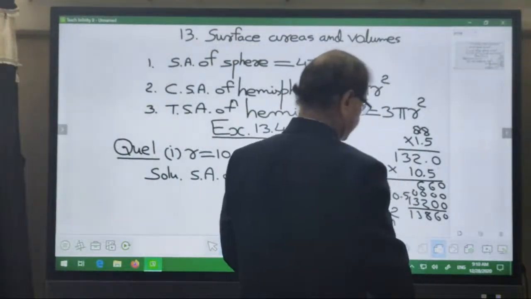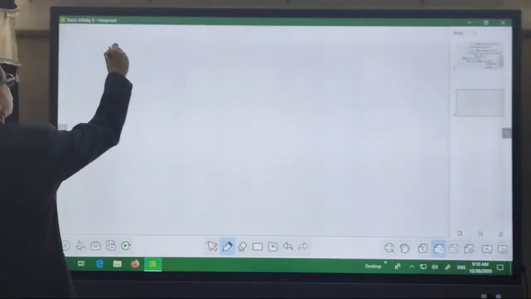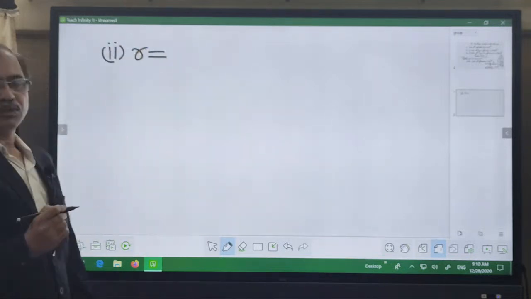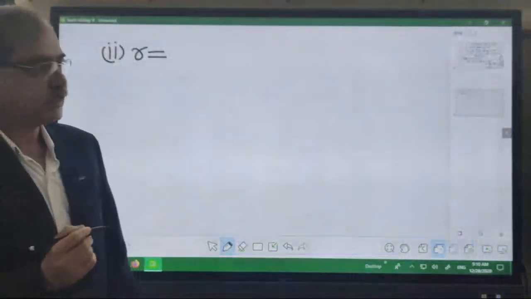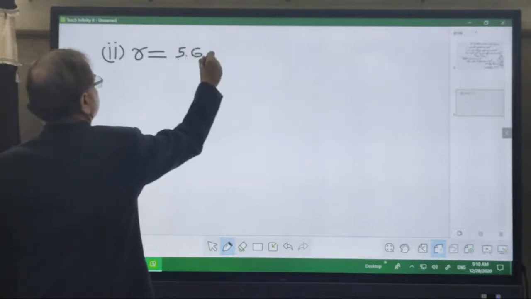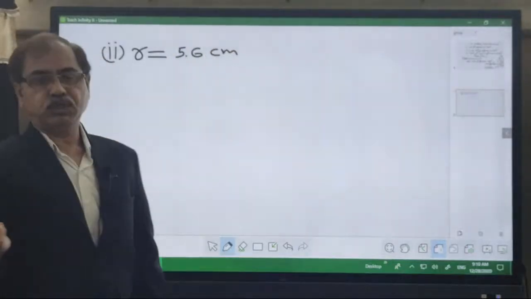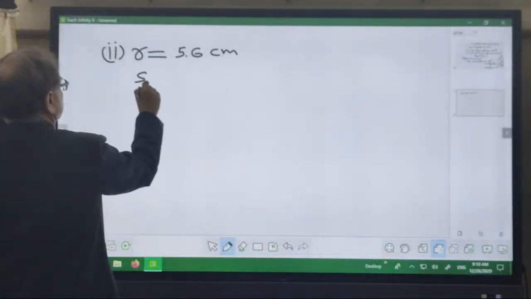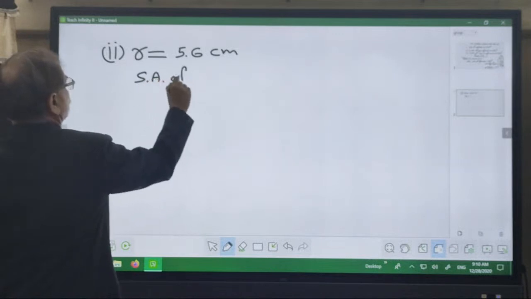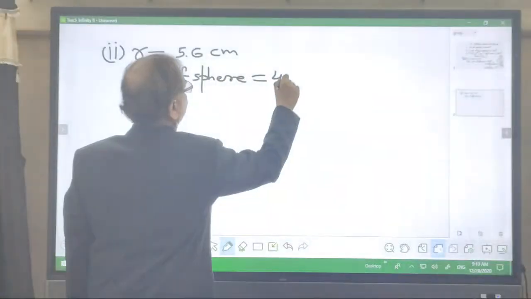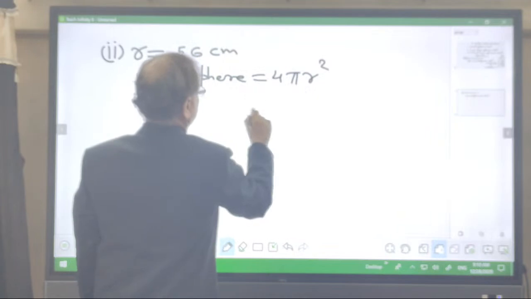For the second part, the radius which is given to us is, what's the radius given, children? Are you looking in your textbook? Radius is 5.6 centimeter. Enough time we have devoted for the first part. Now let us be fast. We would like to calculate the surface area of a sphere. So quickly we will write down our formula. Surface area of sphere is equal to 4 pi r square.